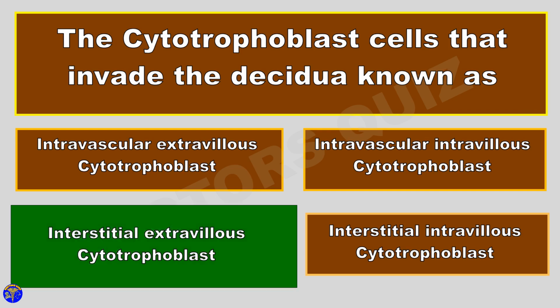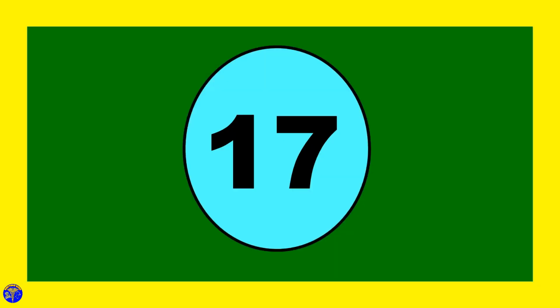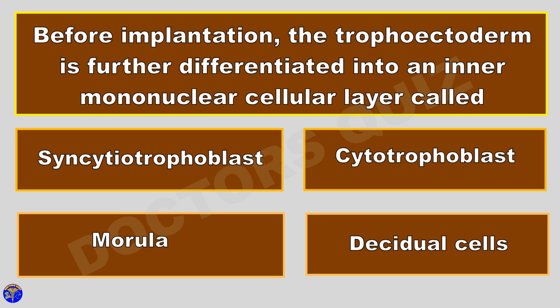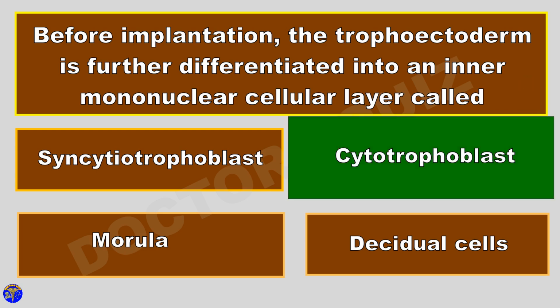interstitial extravillous cytotrophoblast. Before implantation, the trophectoderm further differentiated into an inner mononuclear cellular layer called cytotrophoblast.